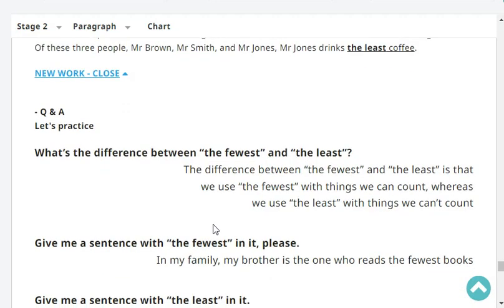Let's practice. What's the difference between the fewest and the least? The difference between the fewest and the least is that we use the fewest with things we can count, whereas we use the least with things we can't count. Very good.